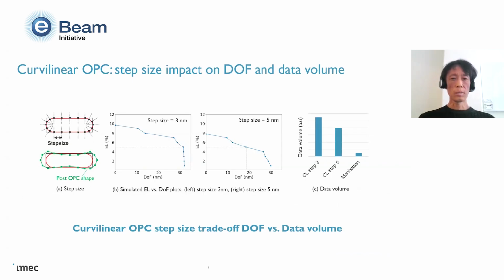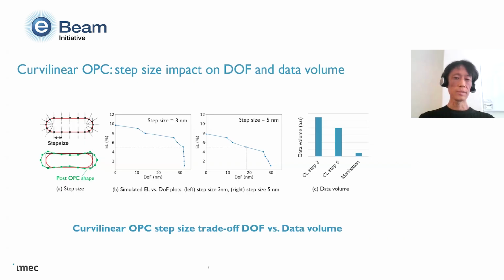However, the curvilinear OPC introduced an important trade-off between the optical performance and the data volume. The step size shown here represents the spacing between the neighboring vertices along the curvilinear contour. A smaller step size allows the contour to be represented more accurately, providing greater flexibility for the OPC optimization.